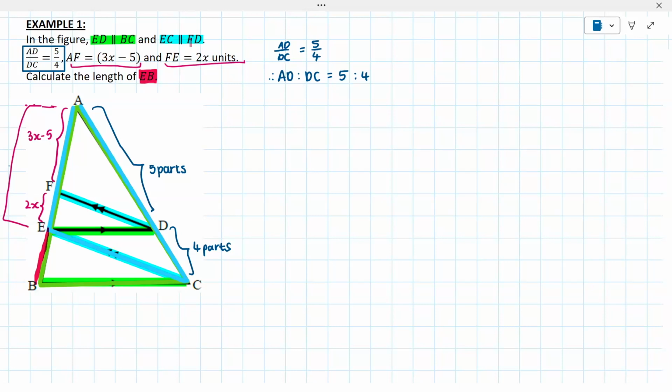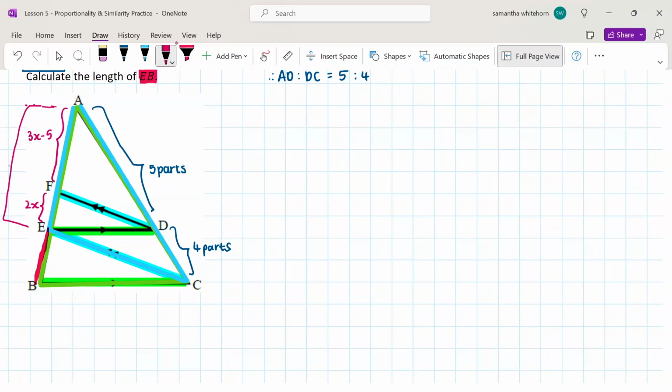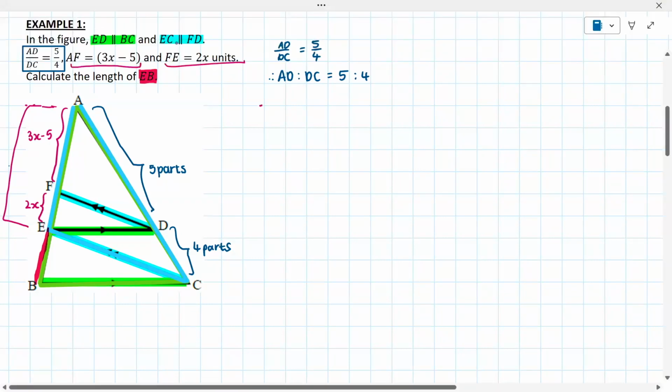In my opinion, if you can set up a ratio automatically with what you want or what you're trying to look for, so in this case EB, you can then figure stuff out from there. So that is always my advice to my kids, and it is my advice to you. Set up a ratio that involves EB, or set up a proportion, expression, or equation that involves EB.